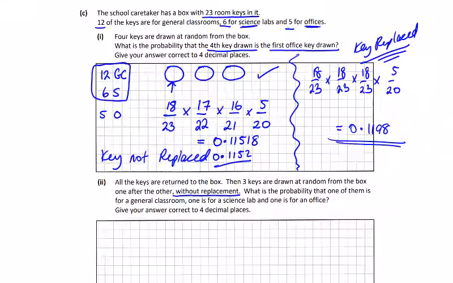So it says then all the keys are returned to the box. Now, if all the keys are returned to the box, surely it means that they weren't replaced, and then this is what they were looking for. But not explicitly said, but I think with all the keys returned to the box, that's what they were looking for. Then 3 keys are drawn at random from the box, one after another without replacement. So that would have confused people, I think.